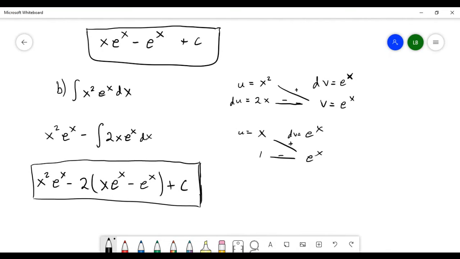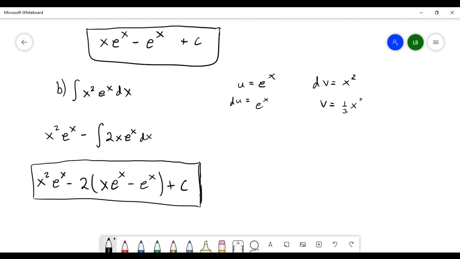To answer your question from before, if we had tried to work through this problem where we didn't make u be the term that would go to 0, if we made u equal to e to the x instead and dv equal to x squared, then du would be e to the x, v would be 1/3 x cubed. So our answer would be 1/3 x cubed times e to the x, minus the integral of 1/3 x cubed e to the x dx.